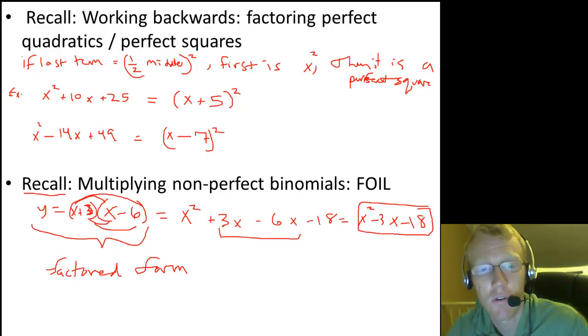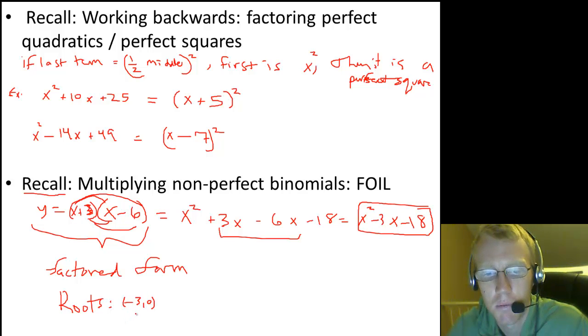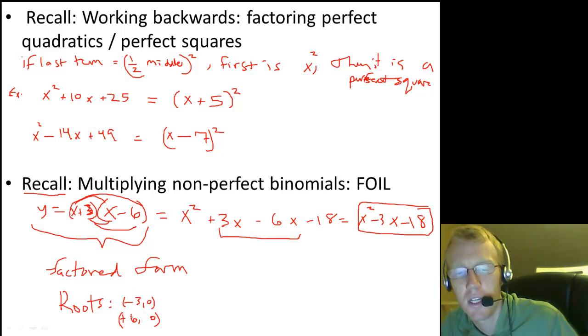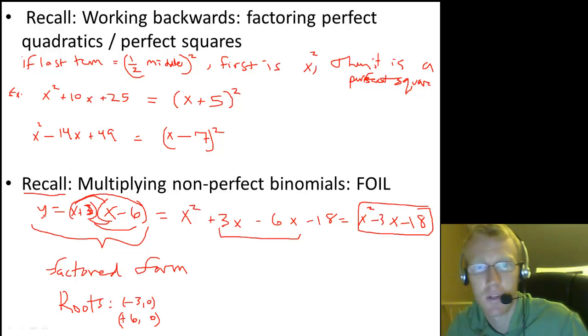And when it's in factored form, you can find the roots of the parabola, which, if you remember, the roots are the x-intercepts, and the roots are the opposite number of whatever's here. So negative 3, 0, and positive 6, 0. And the reason that they're the opposite sign of what you had here, just to remind you, is if you plug in these roots, you're supposed to get 0 as the answer because they're on the axis. That's what the roots are.